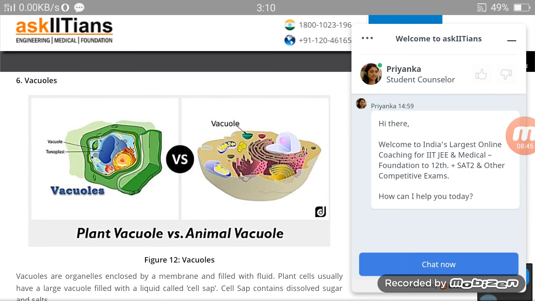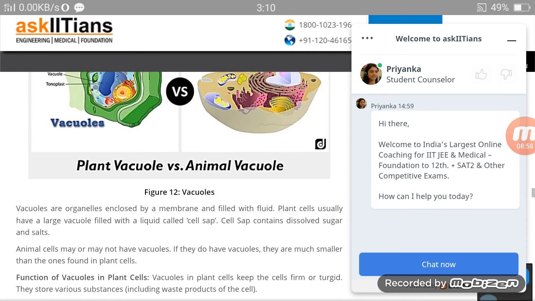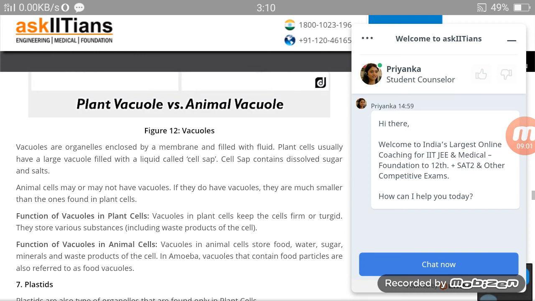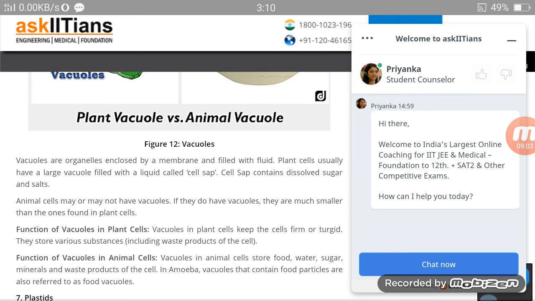These are the two vacuoles, plant vacuole versus animal vacuole. It is given like this. So I would like you to observe these two pictures very carefully. Now we will study about them in a bit more detail. Vacuoles are organelles enclosed by a membrane and are filled with fluid. Plant cells usually have a large vacuole filled with a liquid called cell sap. Cell sap contains dissolved sugar and salt.